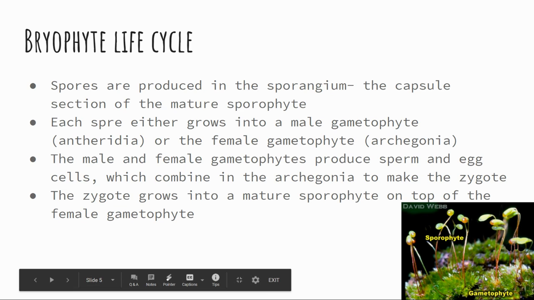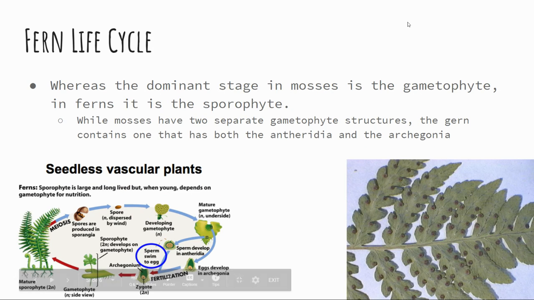The bottom part down here, what looks like grass, this is going to be the female gametophyte of bryophytes. All right, so then we'll move into ferns. Fern life cycle. Whereas the dominant stage in mosses or bryophytes is the gametophyte stage, in ferns it's the sporophyte stage. While mosses have two separate gametophyte structures, the fern contains one that has both the antheridia and the archegonia.